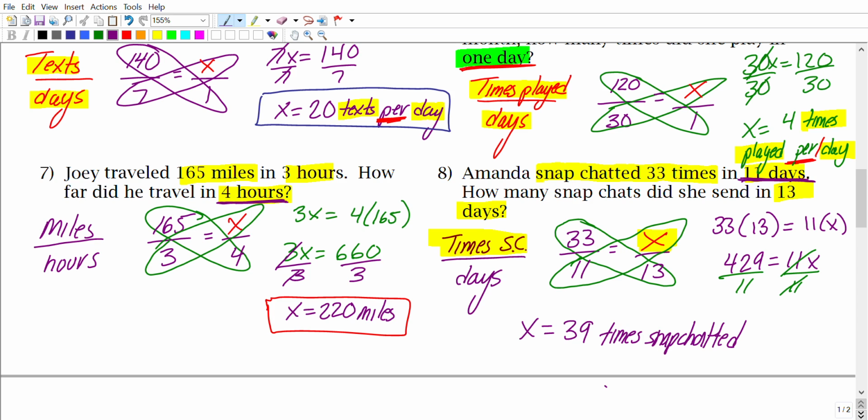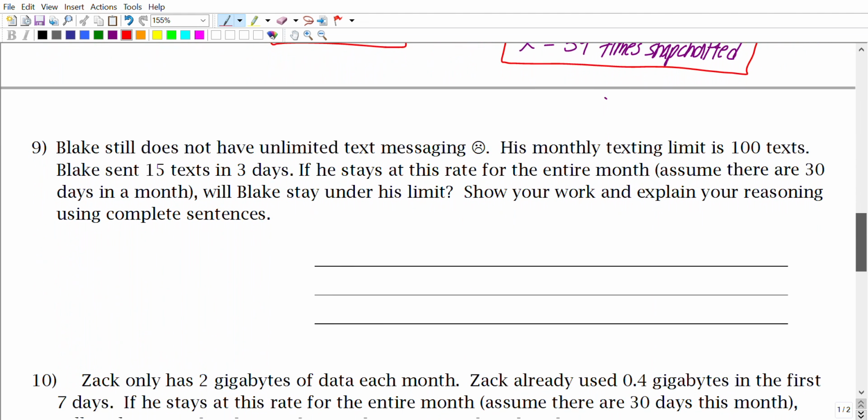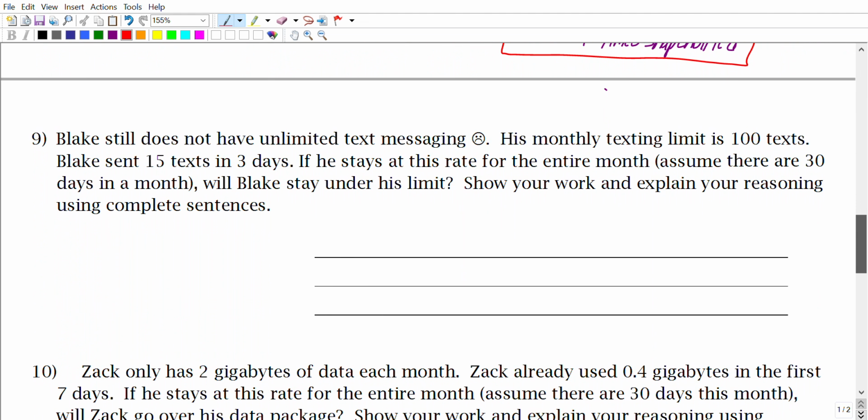Because this time, we're not being asked for a unit rate. We don't want to know for 1 day. We want to know for 13 days. Okay? So because we asked for 13 days, then our answer here is simply 39 times Snapchatted, okay, or snaps. All right, let's move on to the back side, and then we can finish off for today.